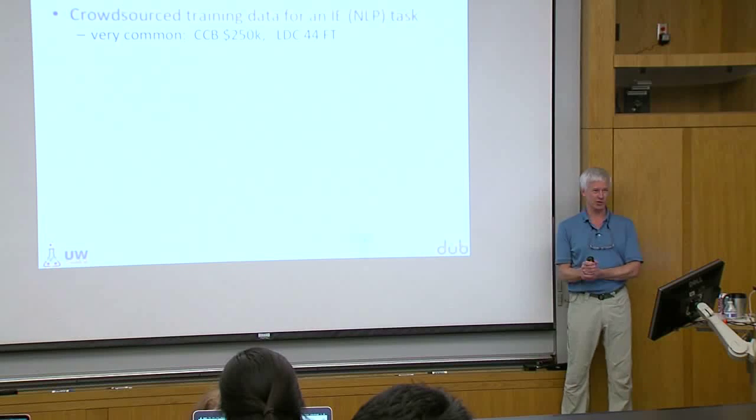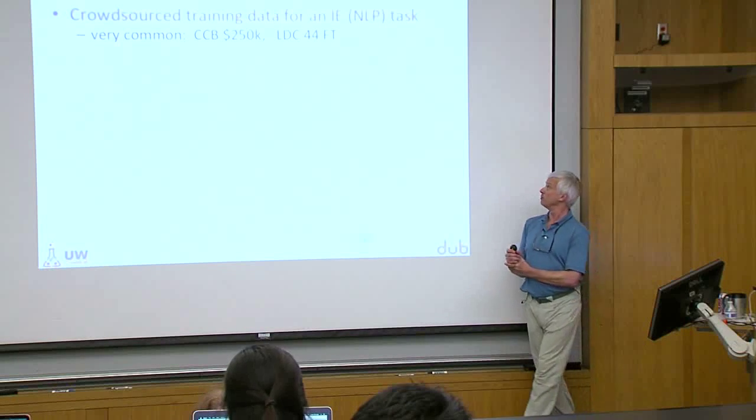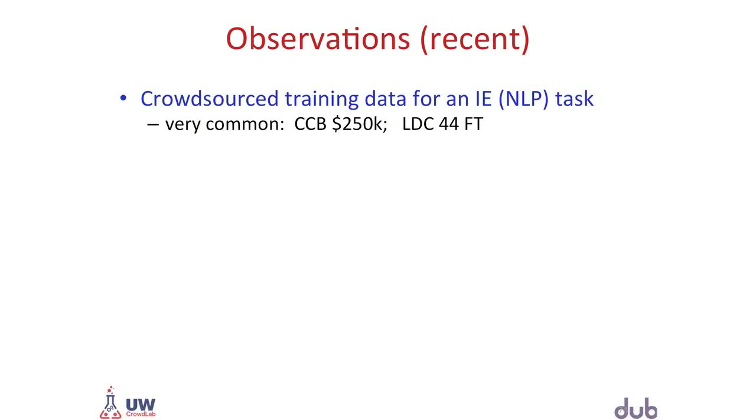As we started thinking about doing this, we realized there's actually a lot of people doing crowdsourcing for NLP. Chris Callison-Burch told me he's spending $250,000 a year on Mechanical Turk. Linguistic Data Consortium has 44 full-time people. All they do is label natural language data sets all day long. So people have naturally turned to see whether or not we can use crowdsourcing, especially in the context of relation extraction.